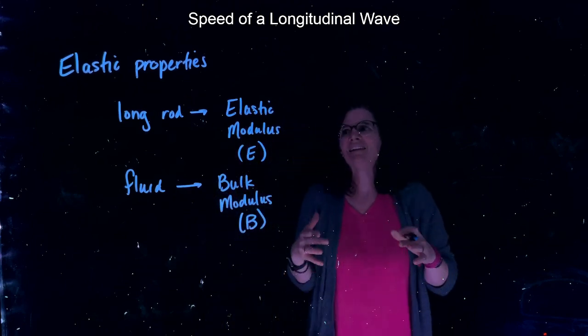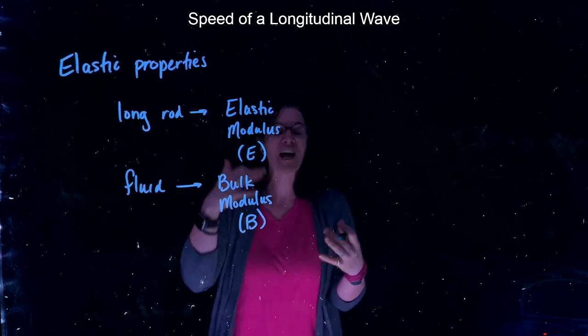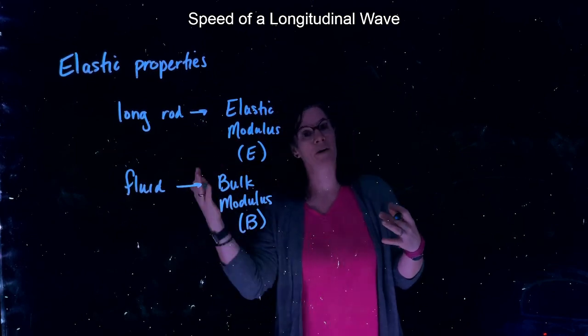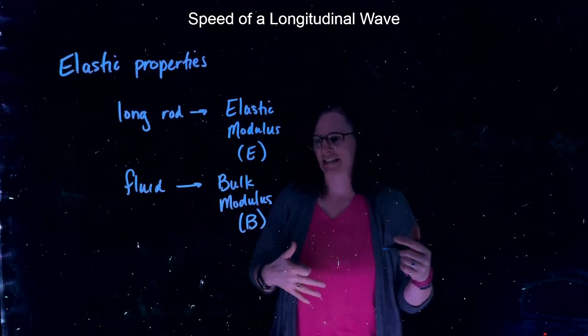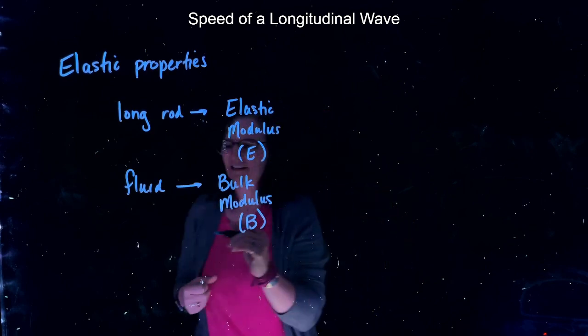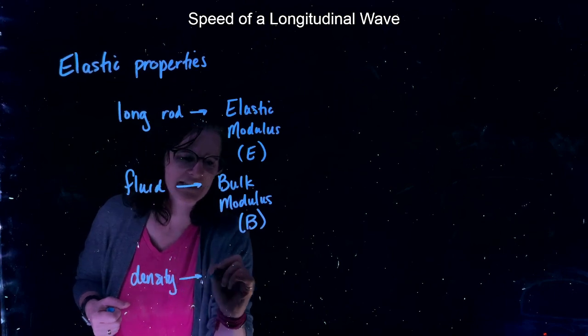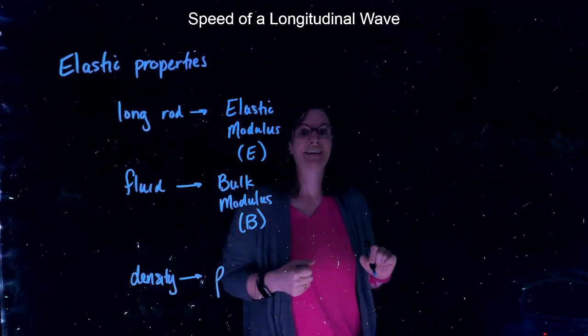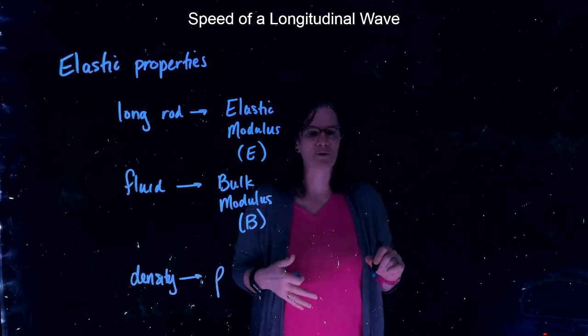All right, and then of course the material itself is going to be important, just like it was important for waves on a string, a transverse wave, where we looked at the linear density. We're going to look at the density of the material as another thing that's going to be important for waves moving through a material in a longitudinal fashion.